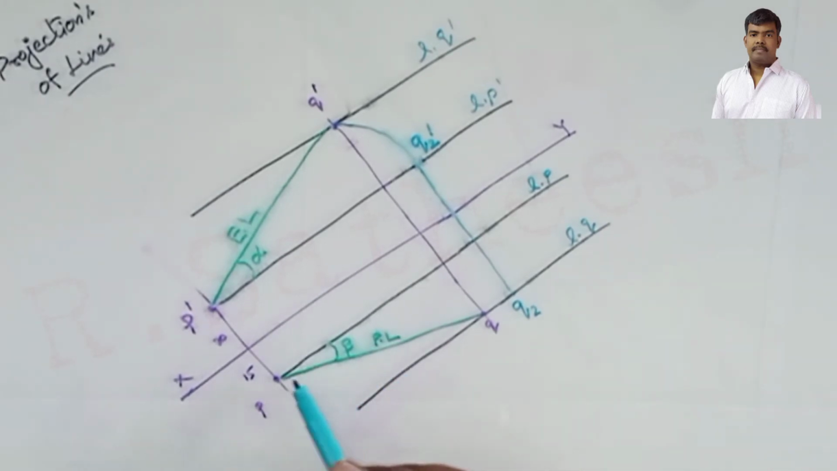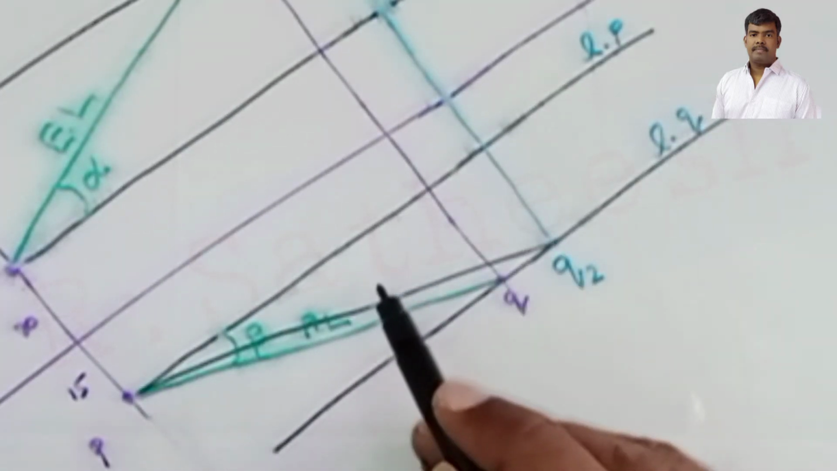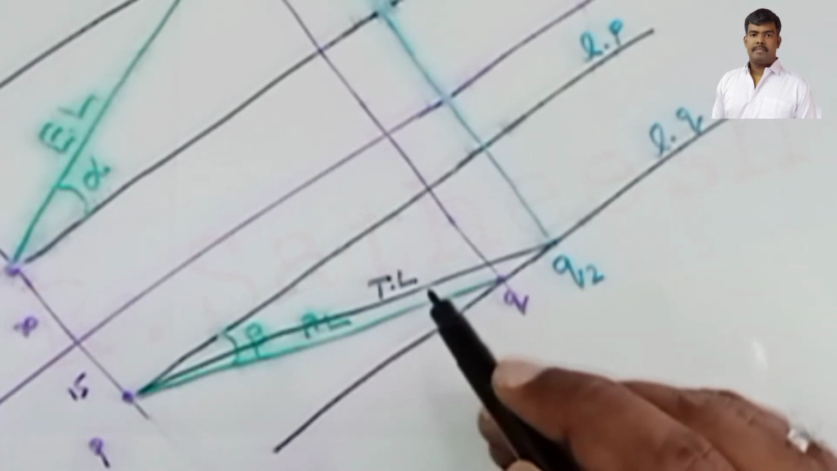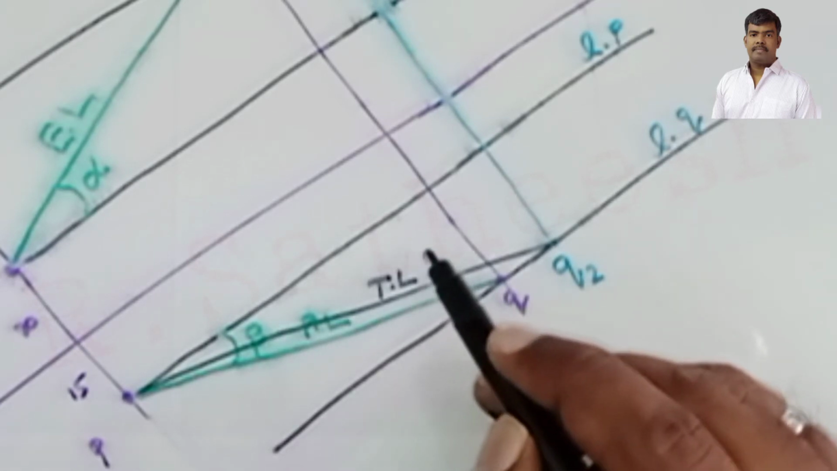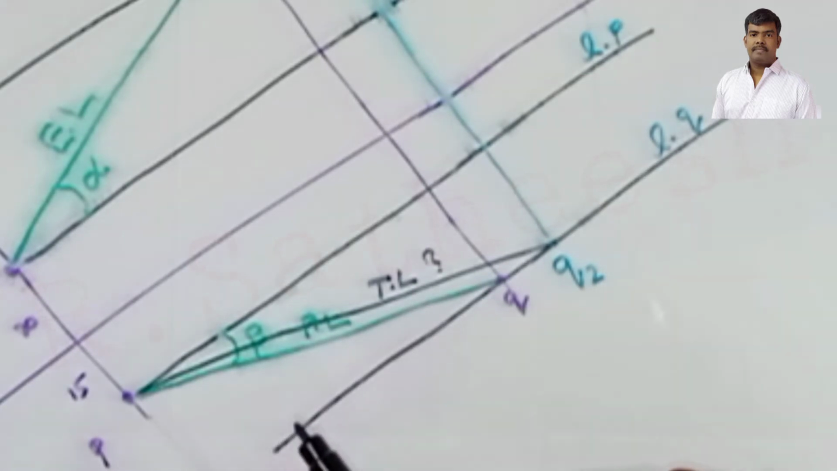Now the line joining P and Q2, the line joining P, Q2, this is the true length. In this problem they are asking to find the shortest distance, which is nothing but the true length. How much is the true length? Measure it. In the same problem, they are asking for the inclination, find the true inclination.